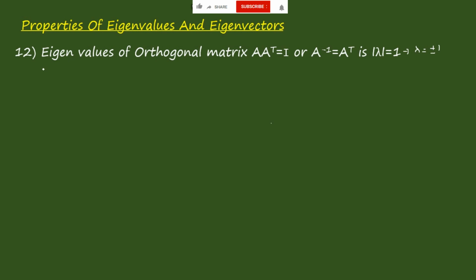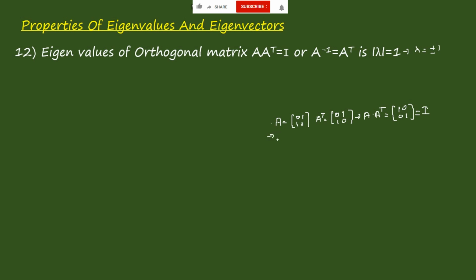Okay, if you consider an example like the matrix A equal to [[0, 1], [1, 0]], if you take the A transpose, then we get [[0, 1], [1, 0]] only. Yes or no? So if you multiply both of them, A into A transpose, we get [[1, 0], [0, 1]], which is equal to I. So it is an orthogonal matrix. We find the eigenvalues for it.